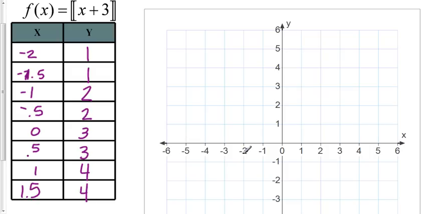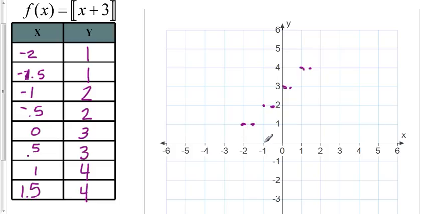You've got negative 2, 1 is on the graph. Negative 1.5, 1 is on the graph, so that's right about there. Negative 1, 2 is on the graph. Negative 0.5, 2 is on the graph. 0, 3 is on the graph. 0.5, 3 is on the graph. 1, 4. And 1.5, 4. Okay, now these are not all of the values on the graph. These are just some of the x values that I decided to choose. Let me fill these in and show you what the graph really looks like.